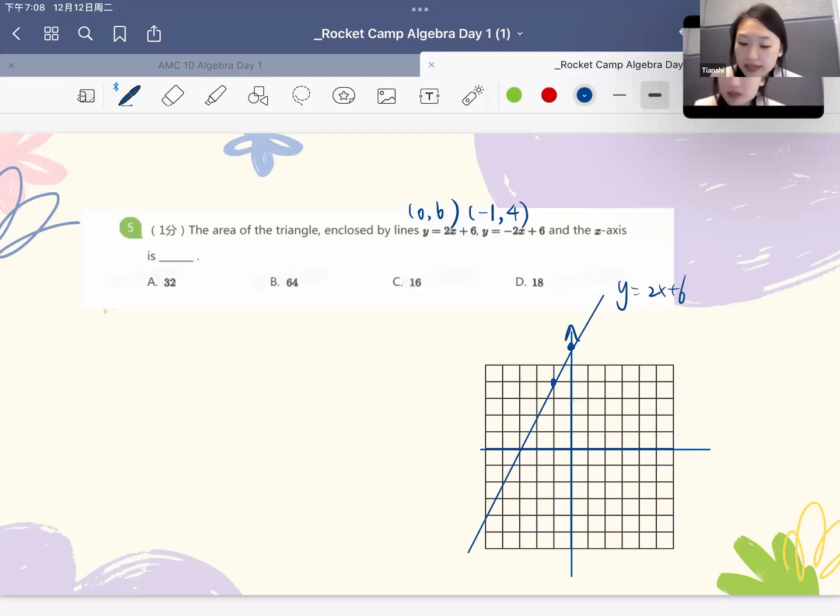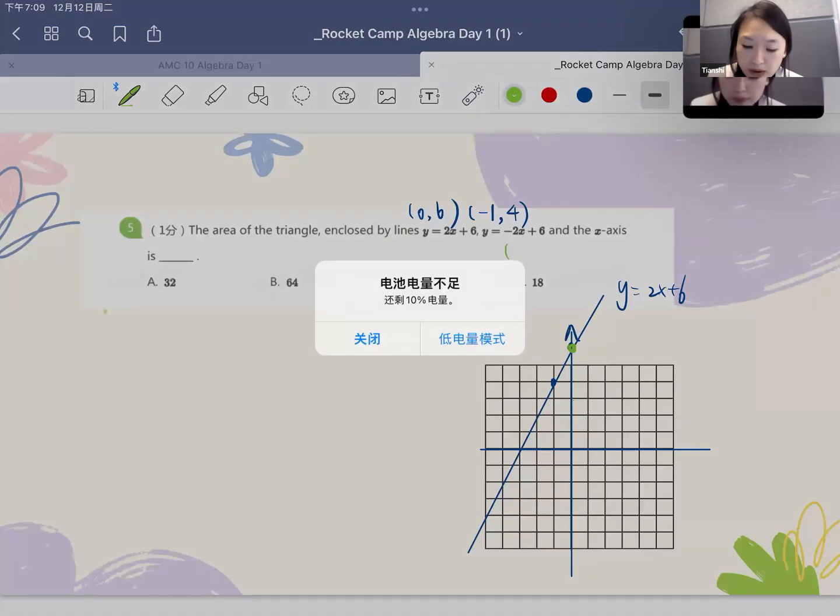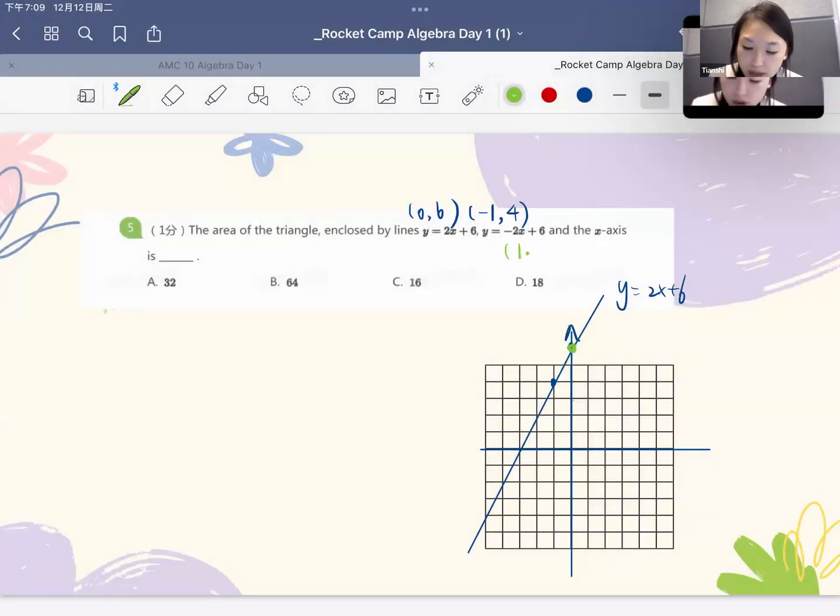And we have another line here, y equals -2x plus 6. And it will pass through the same point, right? (0, 6). And what about the other point? If x equals 1, then the y coordinate will be 4. So it will pass through the point (1, 4). And let's connect the two points here. Okay. And let's draw the line, y equals -2x plus 6. Here we already get the graph for the two lines.